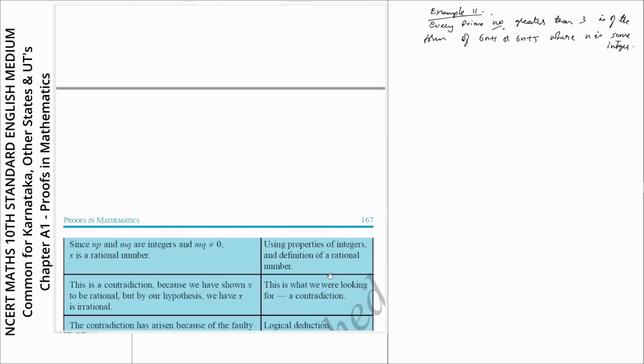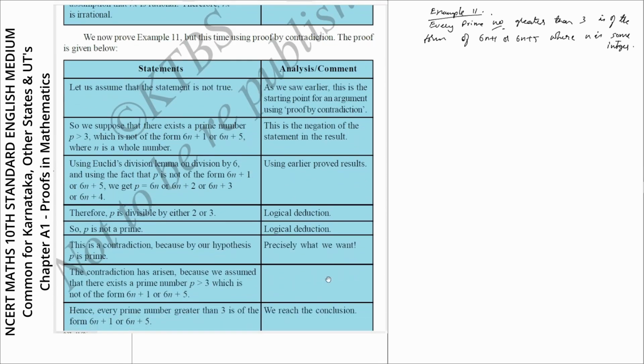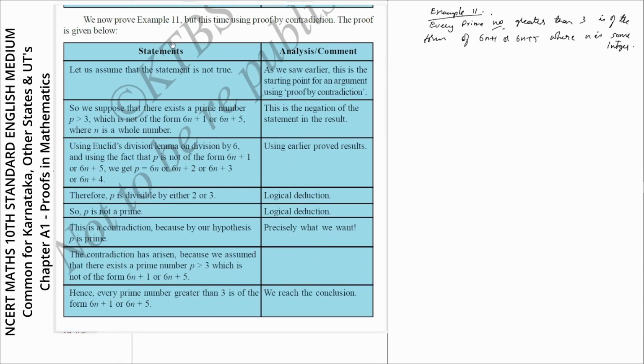The next example in this chapter is example 11. This example 11 is already proved in the textbook. If you go some pages back, this example is proved by the method of proof by exhaustion. So the same example we are going to prove now by the method of proof by contradiction. Example 11 says that every prime number greater than 3 is of the form 6n plus 1 or 6n plus 5, where n is some integer.